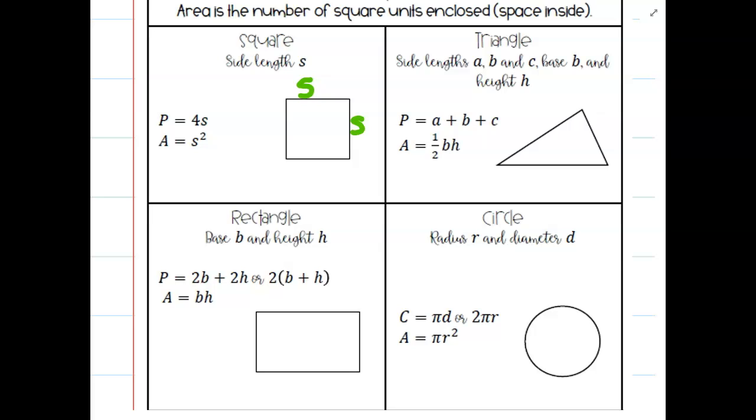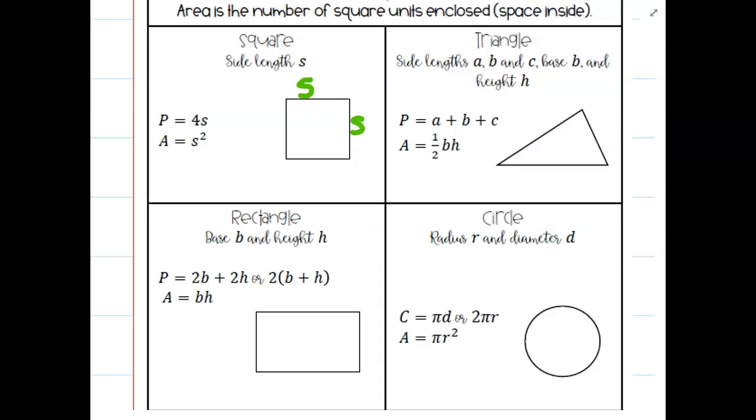If you wanted to find the area, typically with area for squares, rectangles, parallelograms, you multiply the base times the height. Now with a square, the base and the height, the length and the width are the same. So you'd be taking S times S, which whatever the side length is, you're just going to square. So squares are pretty easy to deal with, okay?